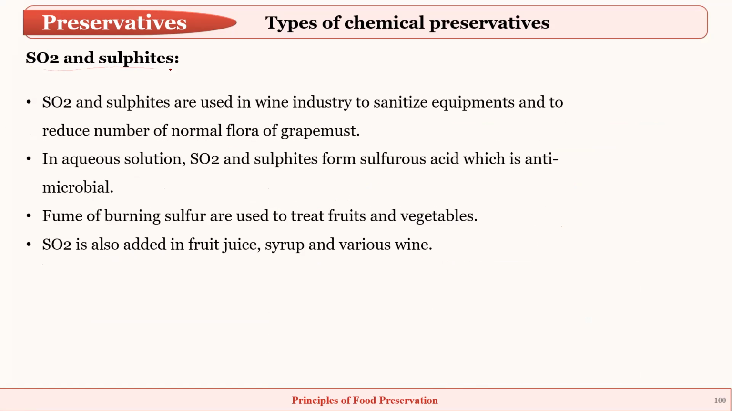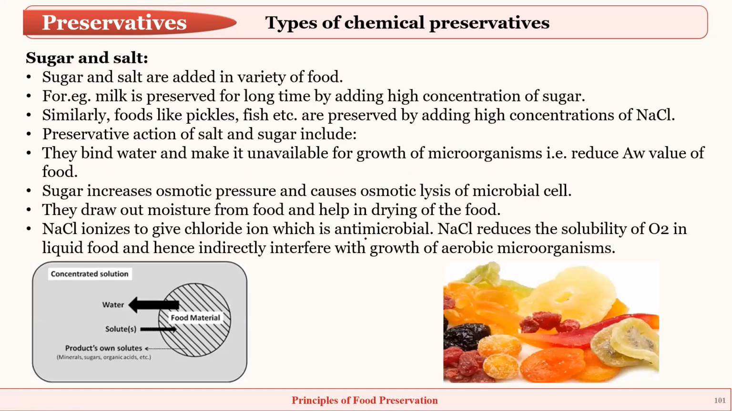Then another category of preservative that is used is SO2 and sulfites. So SO2 and sulfites are basically used in the wine industry to sanitize equipment and also to reduce the number of microflora. Okay, generally grape must in the wine industry is prepared from grapes. So in aqueous solution, these sulfates and sulfides form sulfurous acid, and you all know sulfurous acid is an antimicrobial agent. Fumes of burning sulfur are also used to treat fruit and vegetable surfaces. SO2 is also added in fruit juice, syrup, and various wines as a bacteriostatic agent.